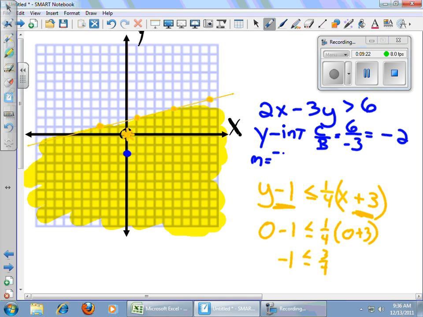I know that's -a over b. And in this case, that would be -2 over -3, which simplifies to 2 over 3. So I will rise 2, run 3. Rise 2, run 3. Rise 2, run 3. Okay, I'll go down 2, back 3.